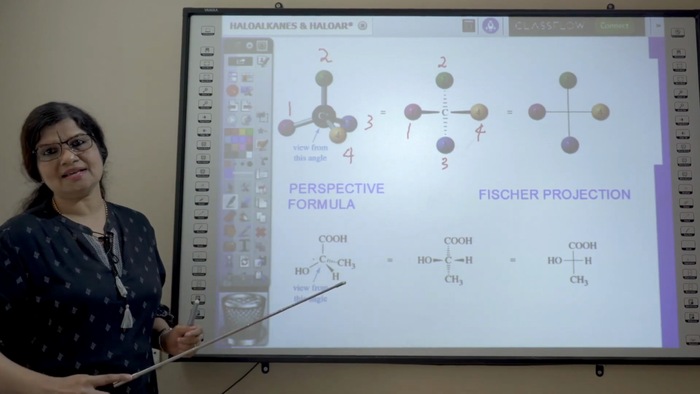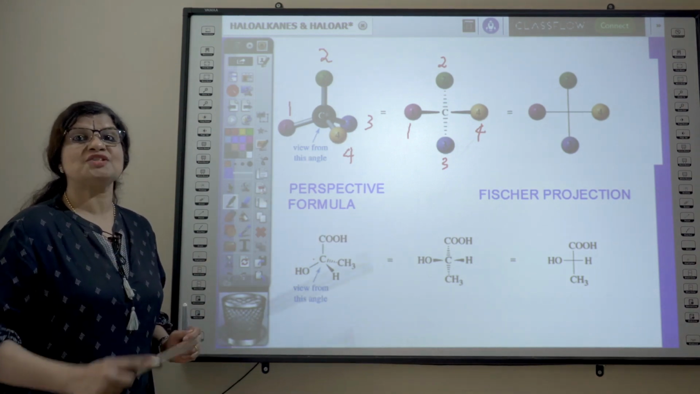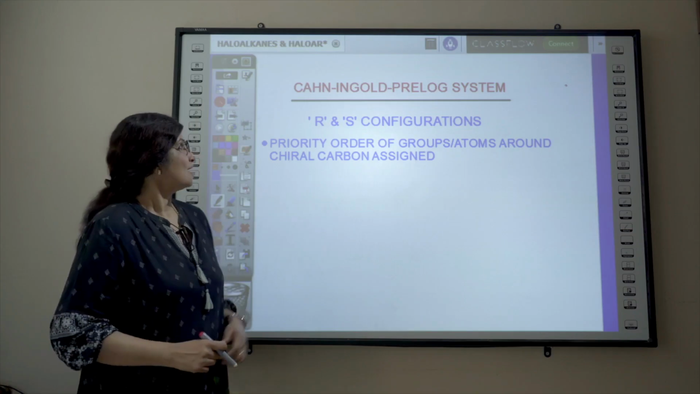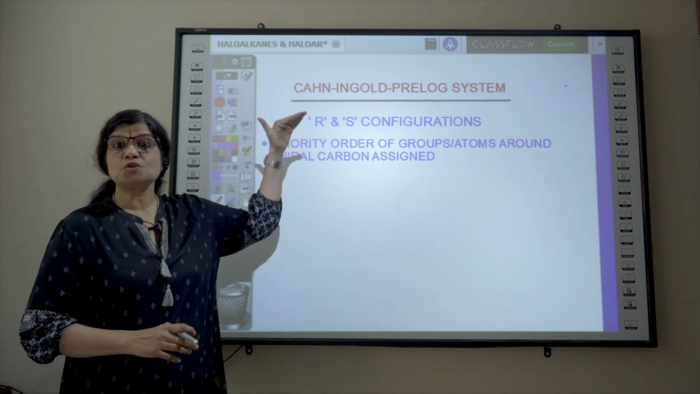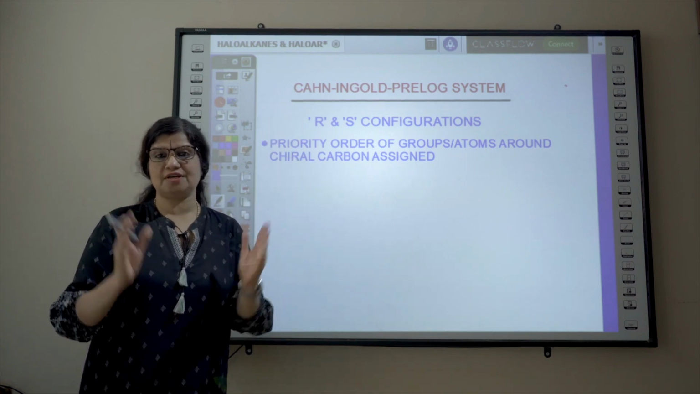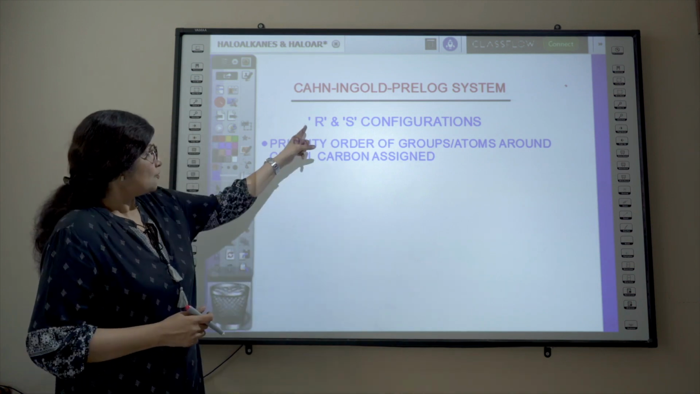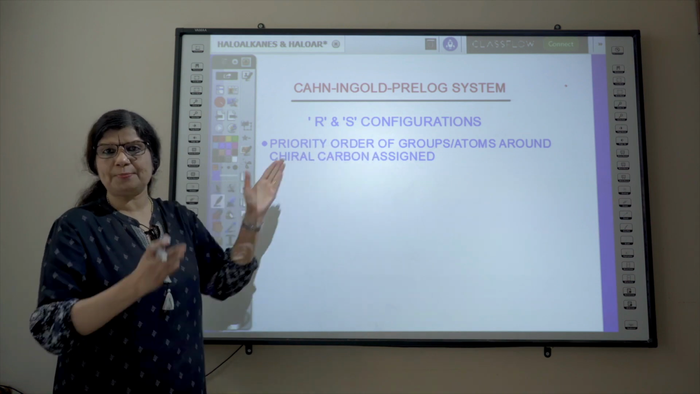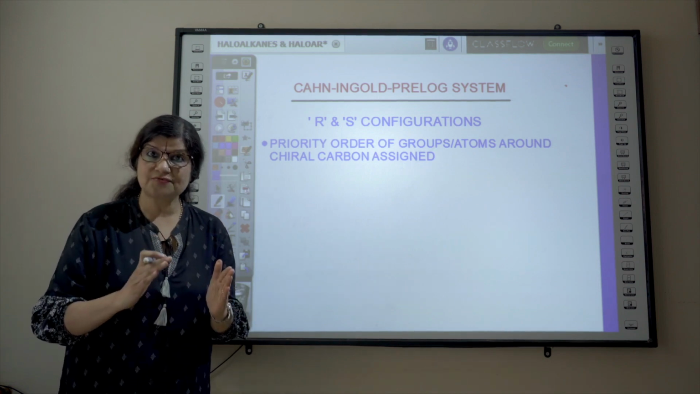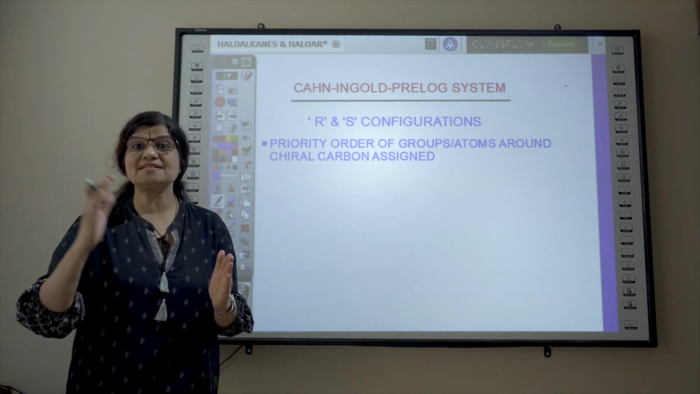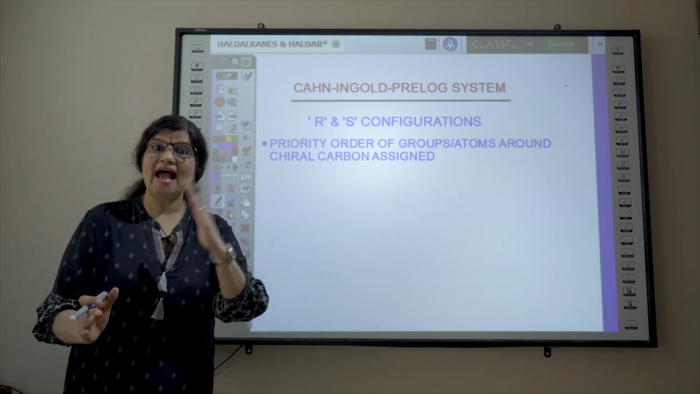Now we will start discussing the ways to determine the configuration and then we will apply those rules and solve questions. Alright. So we have the Cahn-Ingold-Prelog system. This gives us rules to assign the absolute configuration for an enantiomer or optical isomer. You have the R and S configurations. So one absolute configuration is R and the other is S. R stands for right, in Latin rectus, means right or clockwise. S is sinister or left in Latin, anti-clockwise.